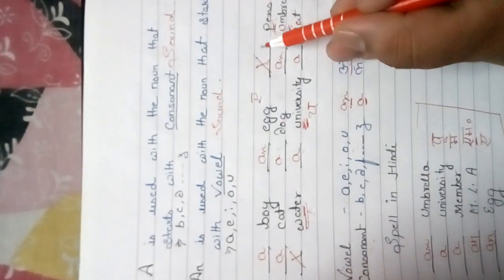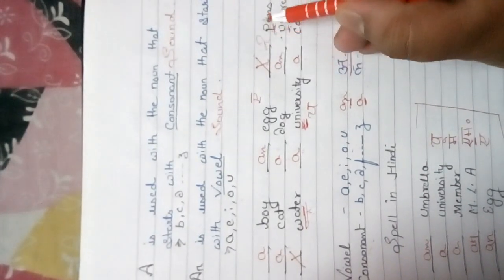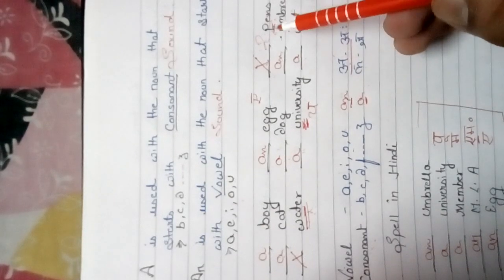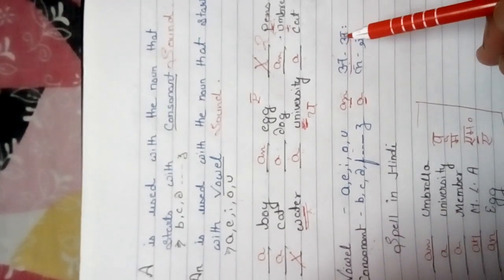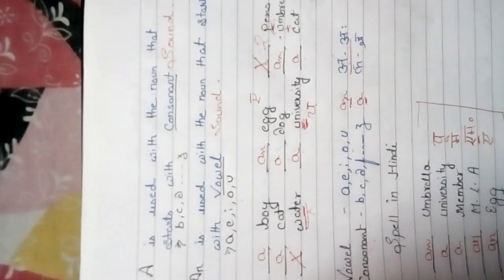If I write 2 pens here also, then also we are not going to use anything, because it is plural. It is countable but it is plural. So if you want to make your concept clear about where we have to use A or an, I am going to tell you a trick of using A or an.